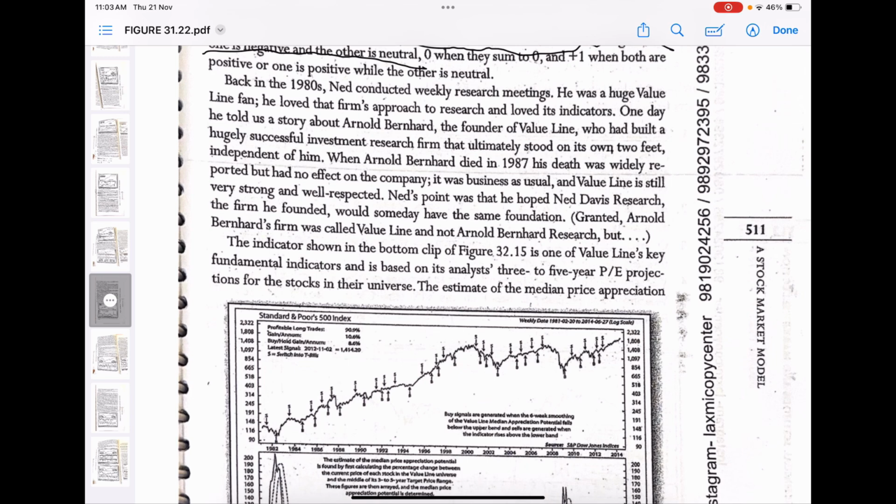When Arnold Bernhard died in 1987, his death was widely reported but had no effect on the company. It was business as usual, and Value Line is still very strong and well respected. Ned's point was that he hoped Ned Davis Research, the firm he founded, will someday have the same foundation.